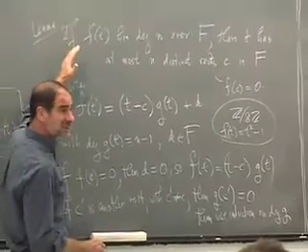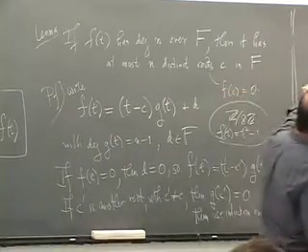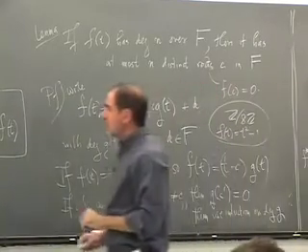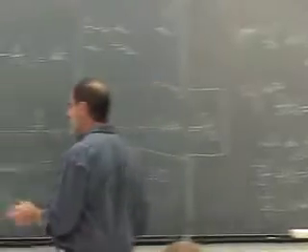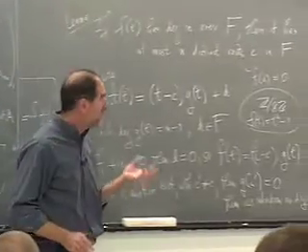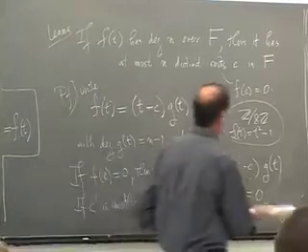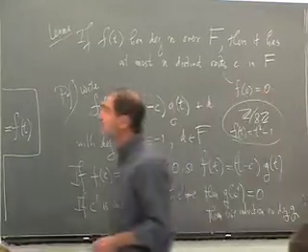And we're over a field here. So consequently, the characteristic polynomial depends only on the transformation. Its roots are the eigenvalues. And therefore, for a transformation of an n-dimensional vector space, we have at most n distinct eigenvalues. Let's write that down.